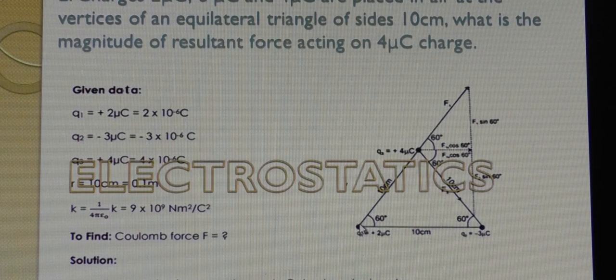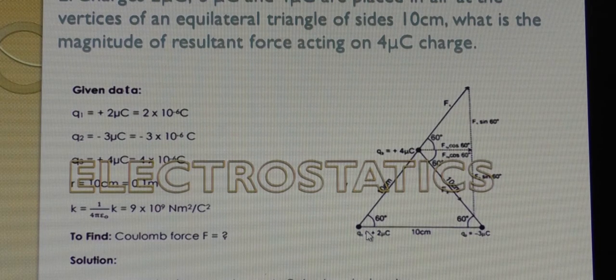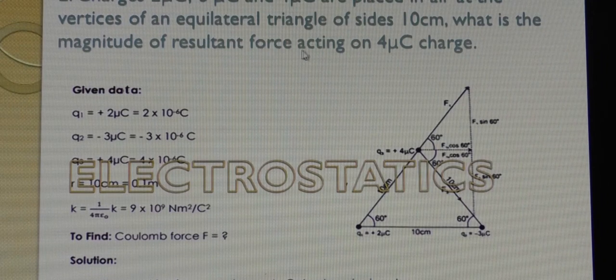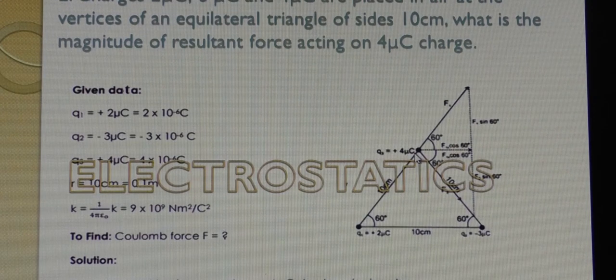So what does it mean? Equilateral triangle means whether it is Q1 Q2, the distance is 10 centimeter, or Q2 Q3, the distance is again 10 centimeter, or Q1 Q3, the distance is the same 10 centimeter. All right. So we have to find the magnitude of the resultant force acting on the 4 microcoulomb charge. This is the 4 microcoulomb charge represented by Q3, so we are going to find the magnitude of the resultant force acting on this Q3.